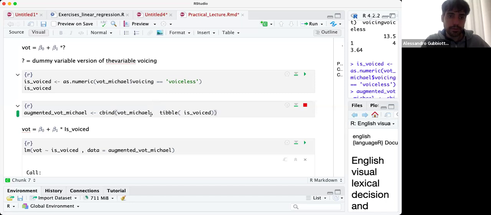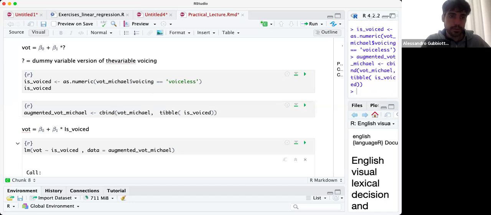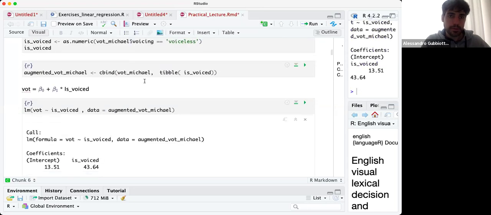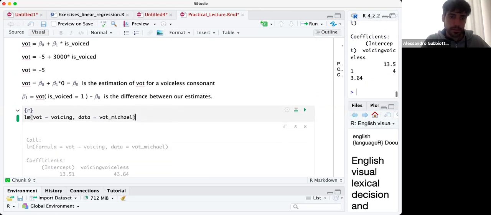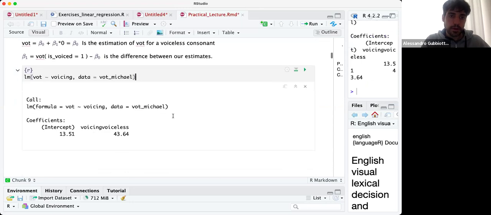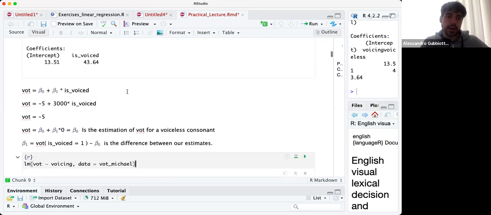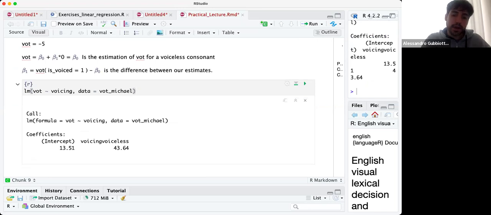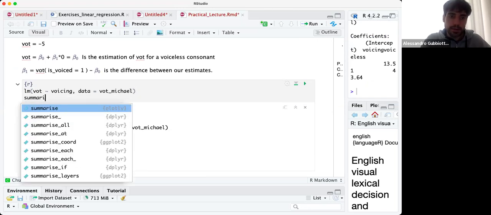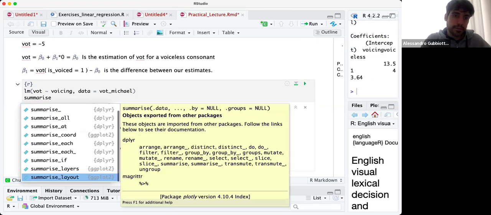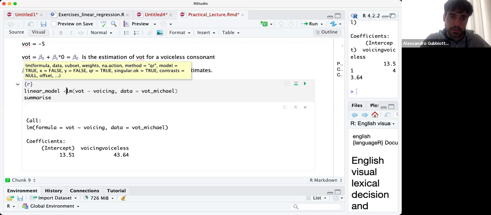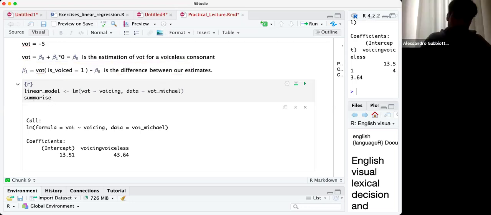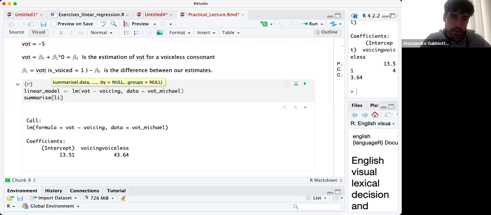Okay, now we have the same coefficients, because R does exactly the same. And we can also summarize this model and also plot it. So this is the linear model. We summarize this model, and it will give us some more information.